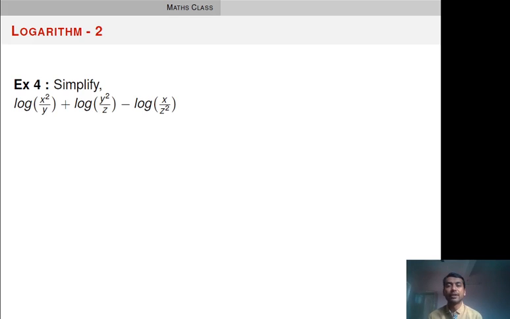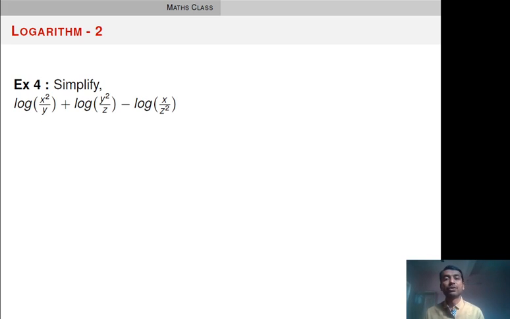Simplify log x square divided by y plus log y square divided by z minus log x divided by z square. Before we start the example, if you look from the starting of this lecture, this is the third type of example. How? The first type of example we have seen was find out value. Generally, whenever a question is related to finding a value, as an answer you will get a particular number. Now that number may be 0, that number may be 10, 15, 20, 35, anything.